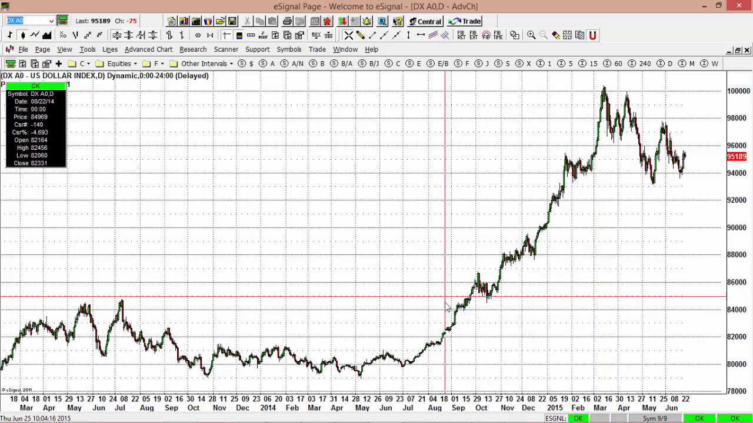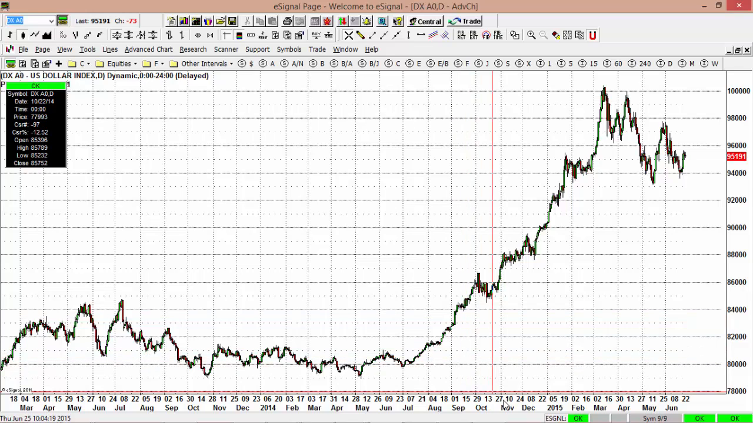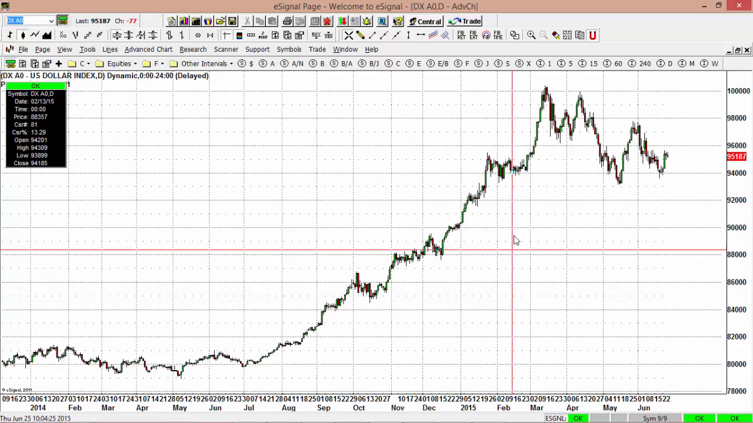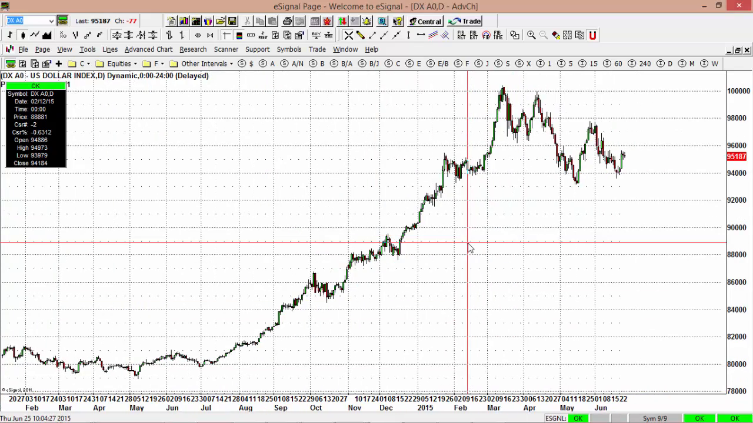Okay, in front of us, we have the daily chart of the US dollar index. On the eSignal charting package, the symbol is DXAO. Some folks have been asking what the ticker symbol is on eSignal. It's DXAO. Now, the US dollar index is a composite of the different currency pairs, and it gives a general overview of what is happening with the US dollar.